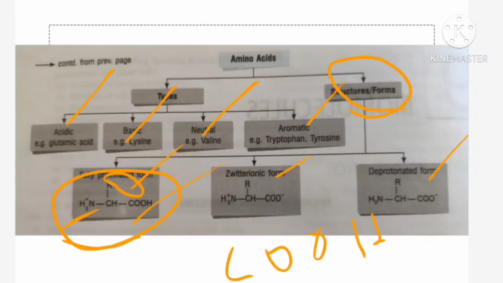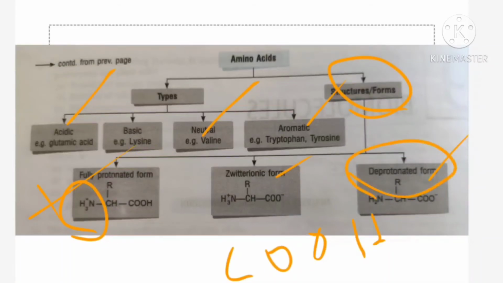Now when you are seeing protonated amino acids, they have a plus, they have an addition of a proton, because of which they are positively charged. And deprotonated, as the name suggests, hydrogen is removed, so hydrogen is not there, so they are negatively charged. They are negatively charged, and hydrogen is removed from them.